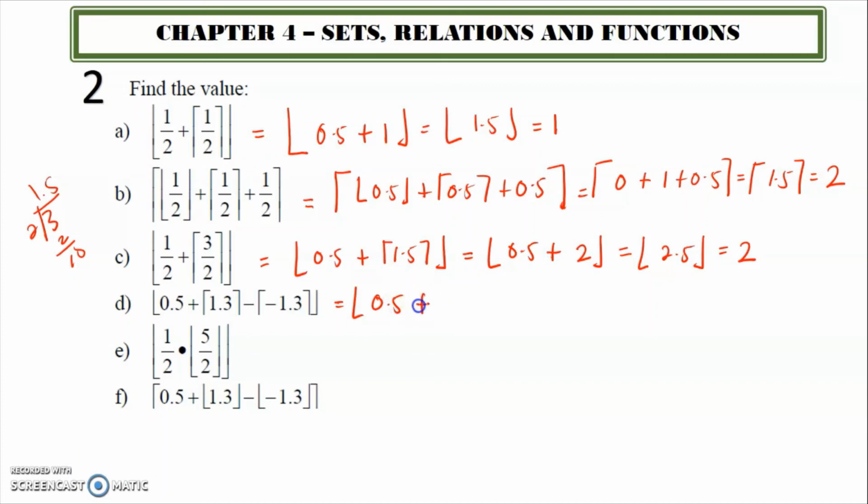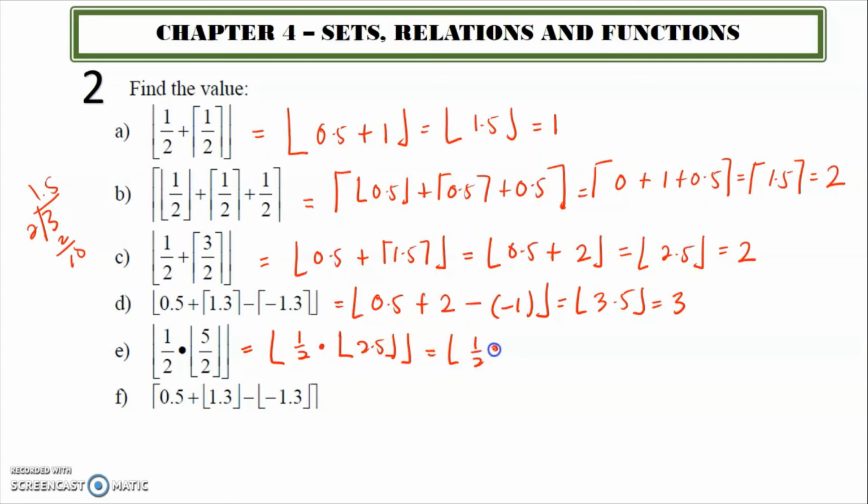So this one 0.5 plus ceiling for 1.3, so equals to 2 minus, so ceiling for negative 1.3, so equals to negative 1. So 0.5 plus 2 plus 1, so equals to 3.5. So floor untuk 3.5 equals to 3. Okay, dot kat sini maksudnya darab. So 1 over 2 dot, so 5 over 2 is 2.5. So floor untuk 2.5. So 1 over 2 darab, so floor untuk 2.5 equals to 2.